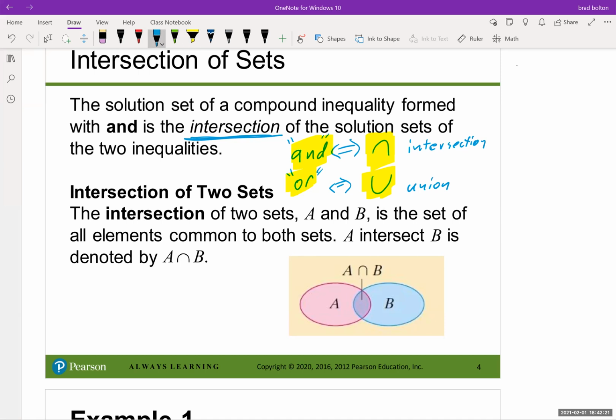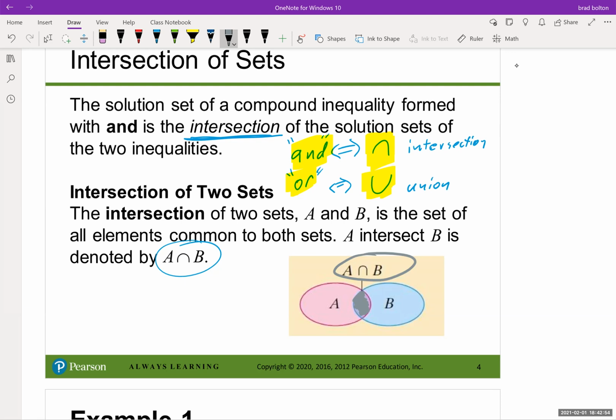So the intersection of two sets, A and B, is the set of all elements common to both sets. A intersect B is denoted by A ∩ B. So you see this notation right here. This little middle part right here is what they're talking about. This part in the middle is what A intersection B looks like. That's the two sets that share the same values or that have an overlap to them. That's what we're finding in these problems.